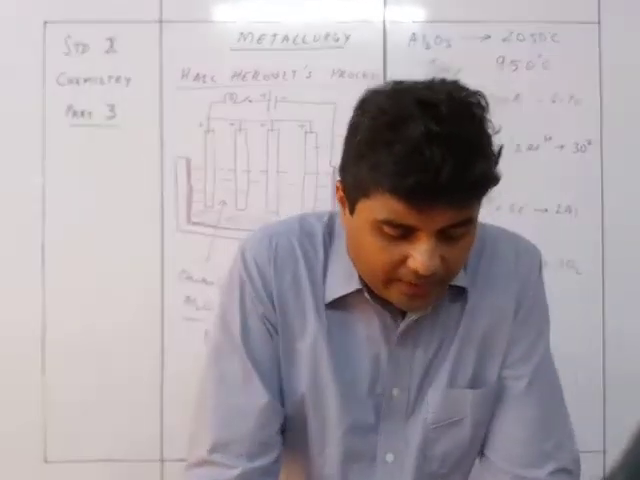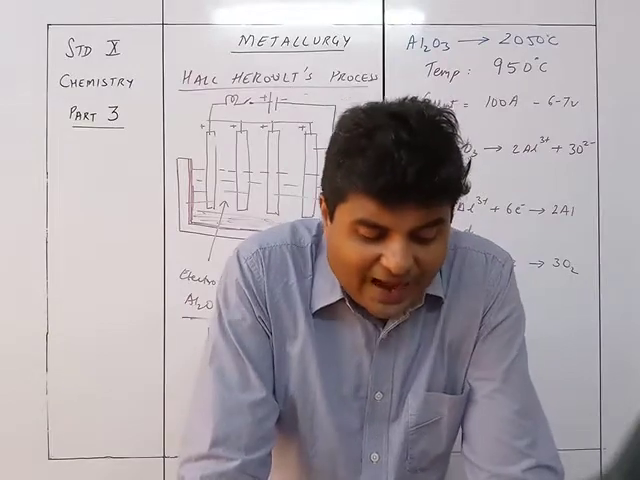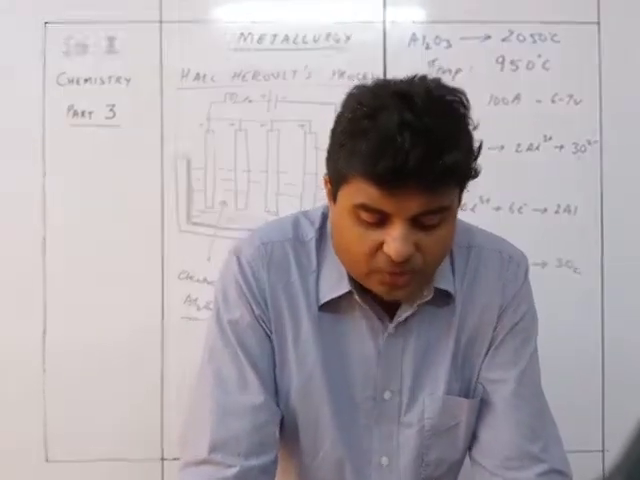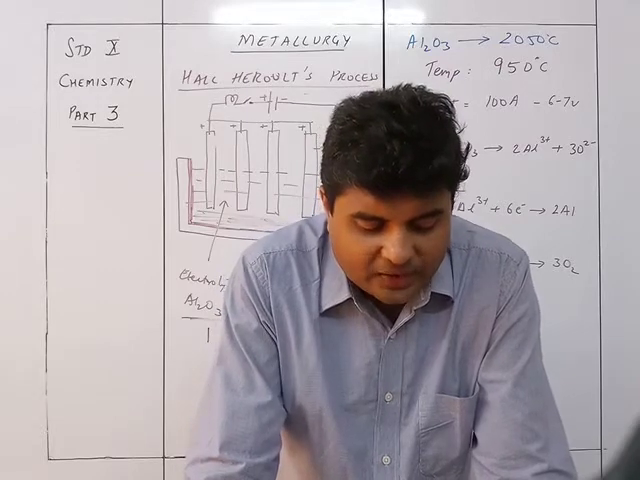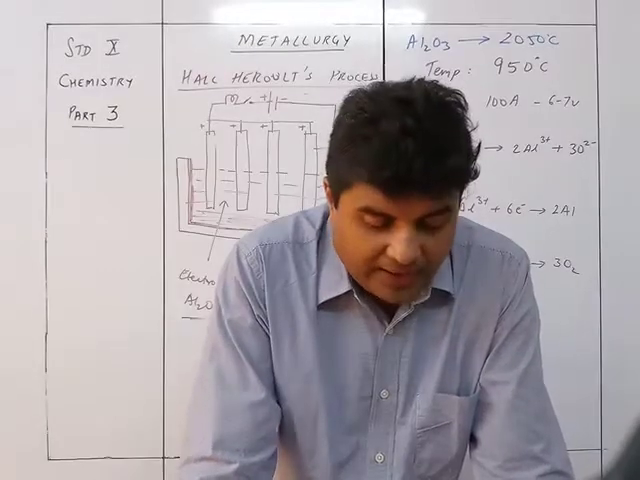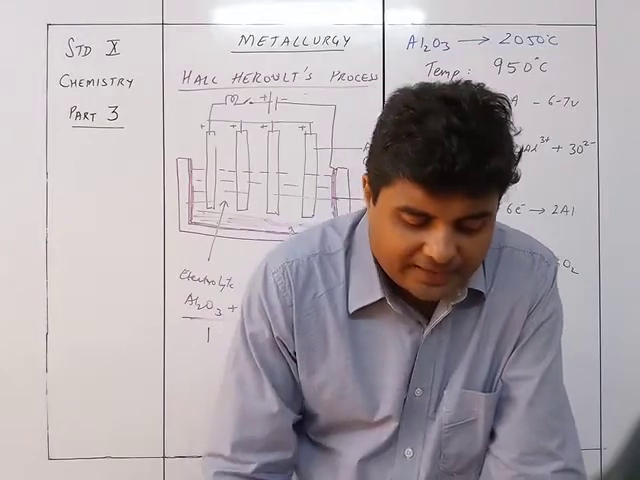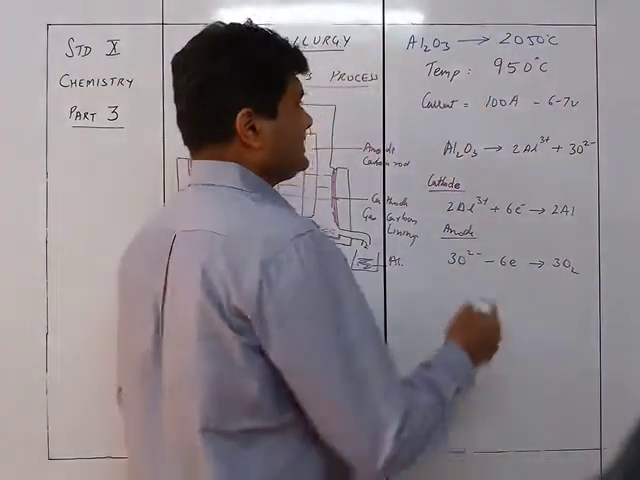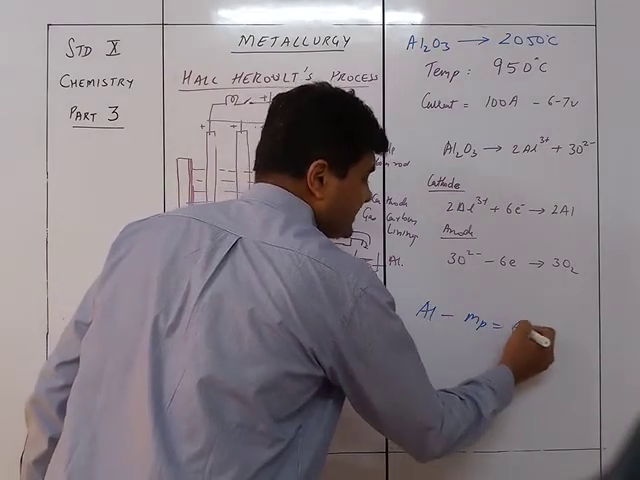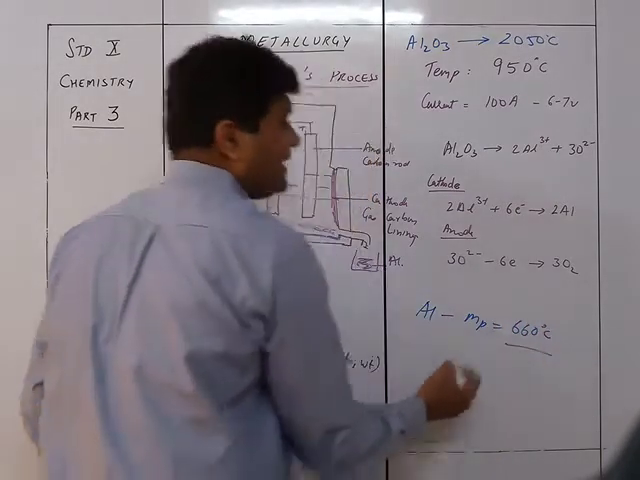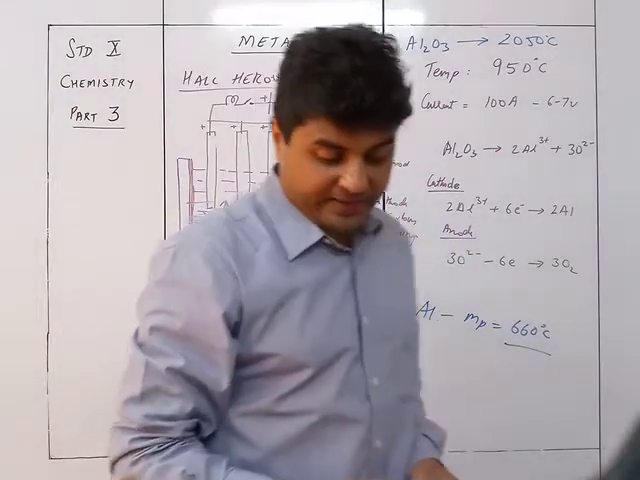At such a high temperature, a large amount of electrical energy is required to liberate Al from Al2O3 and to maintain the electrolyte in the molten state. And the liberated aluminum's melting point is just 660 degrees Celsius. So definitely at 2050 degrees, it is just going to vaporize.